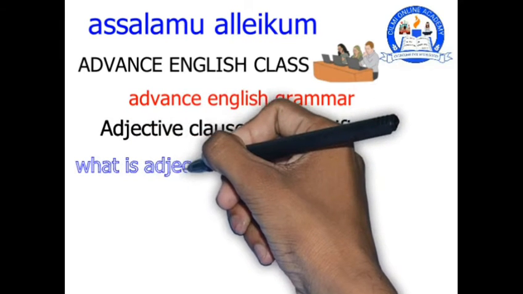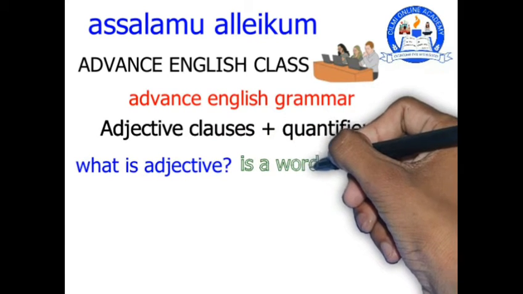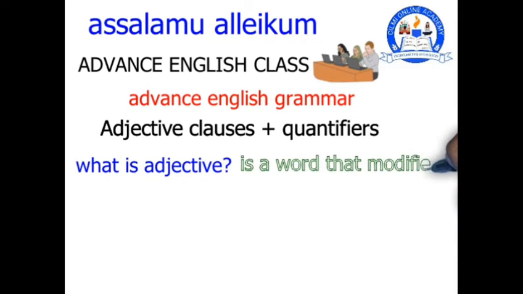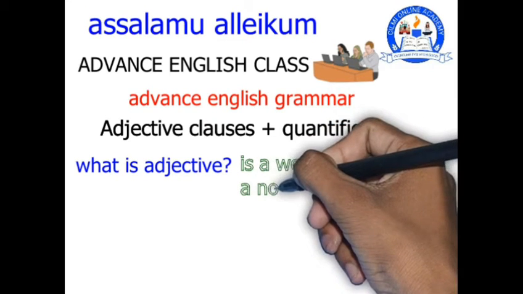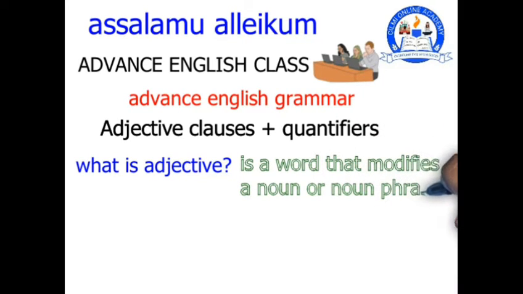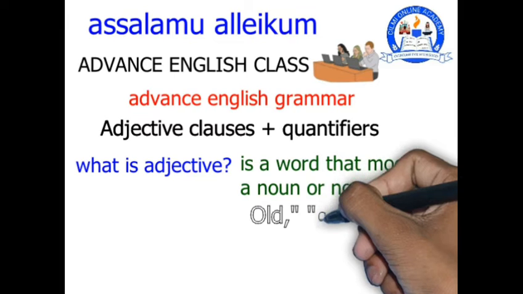So what is an adjective first? An adjective is a word that modifies a noun or noun phrases. Let me give you an example. Abdi is a tall boy. Abdi is a noun. Tall is an adjective because it is modifying the noun, which is Abdi.